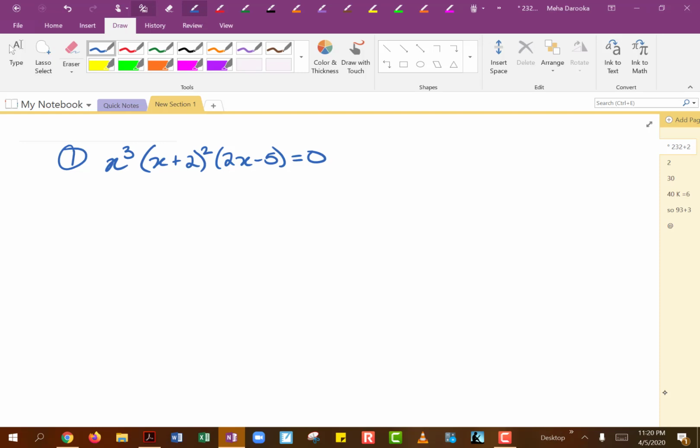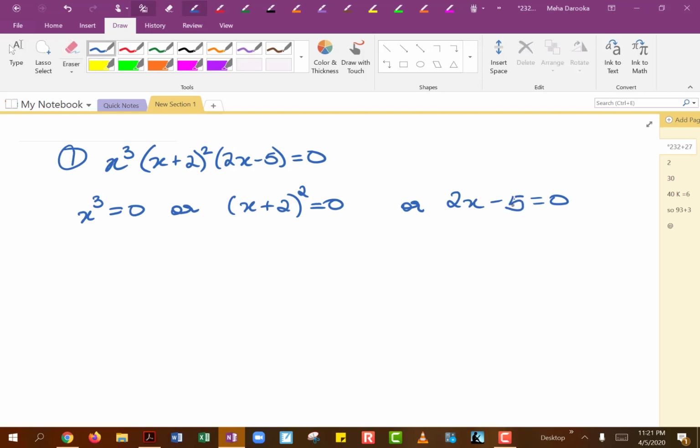Basically what we're going to do is take each factor and set it equal to 0. So we've got x cubed equals 0, or the quantity x plus 2 to the second power equals 0, or that last factor 2x minus 5 equals 0. Then we're going to solve each one of these individually.